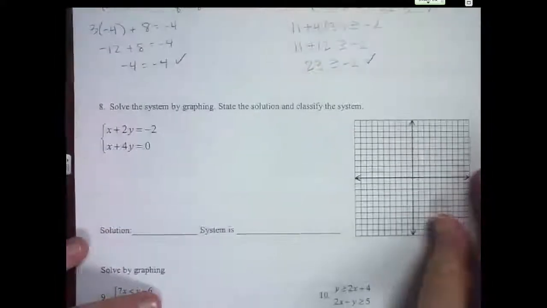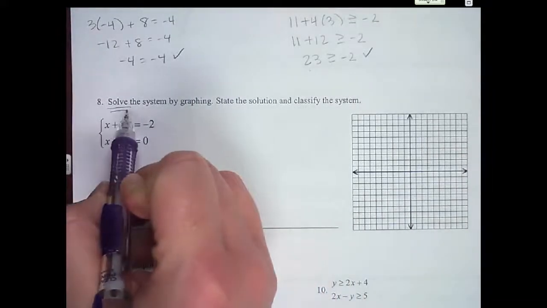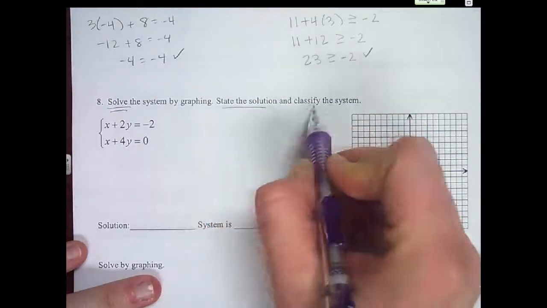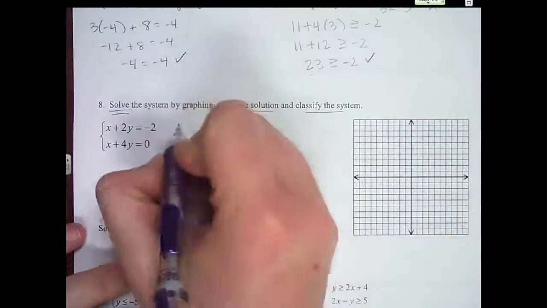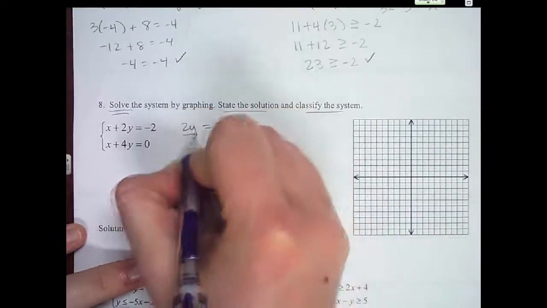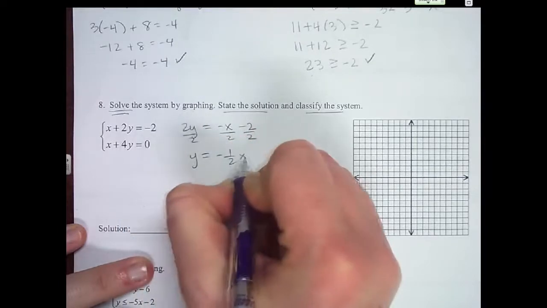Number 8, solve by graphing. Okay, lots of things here. Solve the system by graphing means you're going to give me the solution. Then it says state the solution and classify the system. So we need to get y by itself first. So I'm going to subtract x over, divide everything by 2. So y equals negative 1/2 x minus 1.